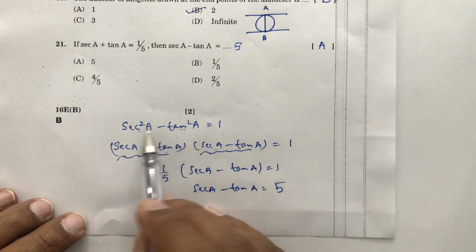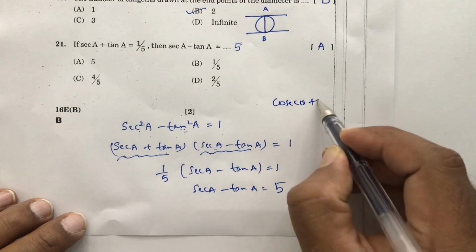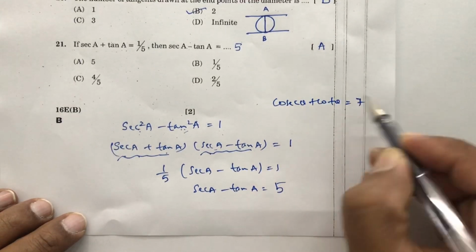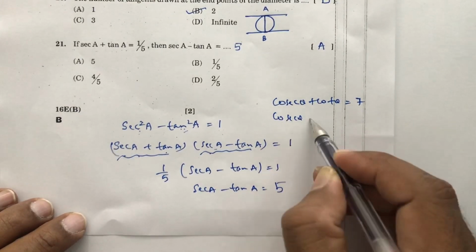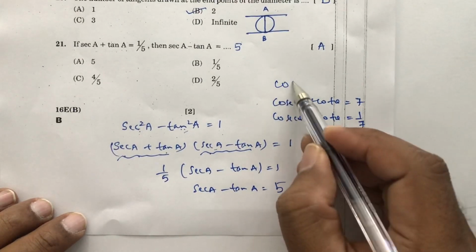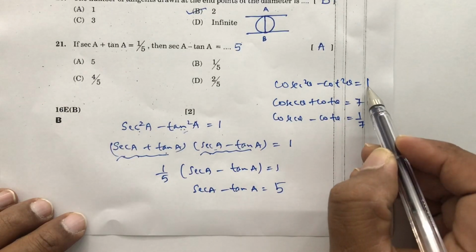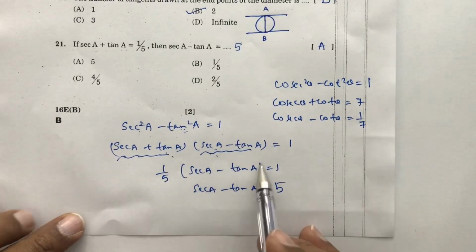In the same way, for example, another question: see, cosec theta plus cot theta equals, suppose, 7. Cosec theta minus cot theta will be 1 by 7, because here also the identity is cosec square theta minus cot square theta is 1. So that also you can write in the form of A plus B into A minus B.